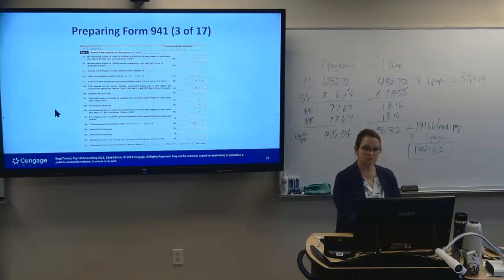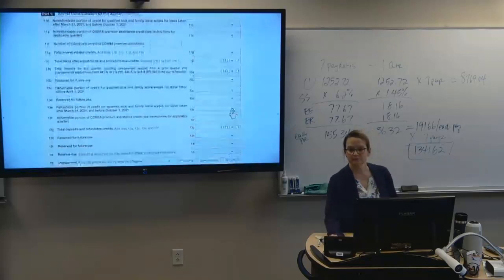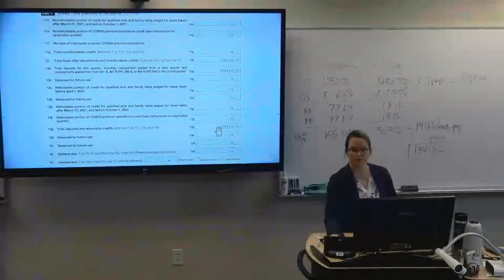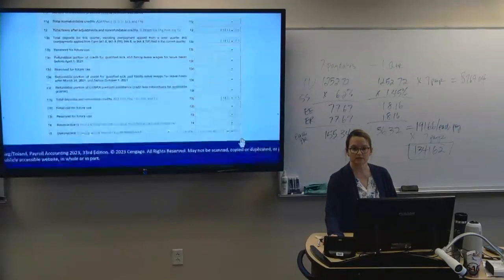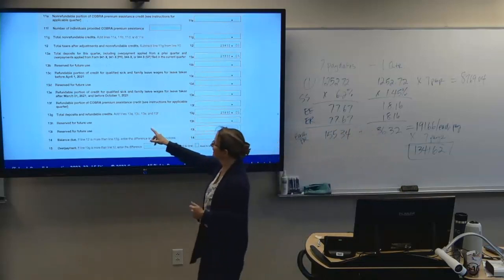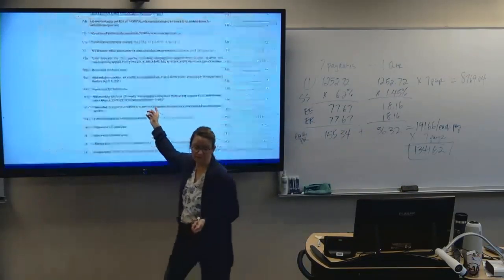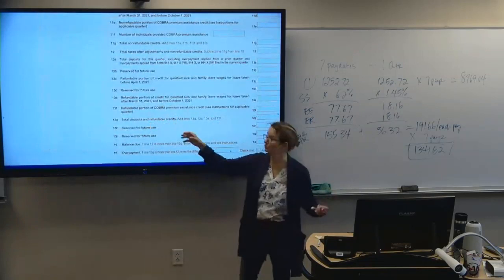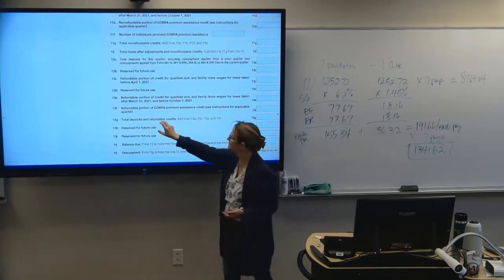Let's see here. Then that is the total amount deposited, total deposits, refundable credits in this case, 23,831.05. So that's on line 13G. Again, until you become familiar with this form, you may have to go through and read every single line. Most of them you'll realize don't pertain to you.